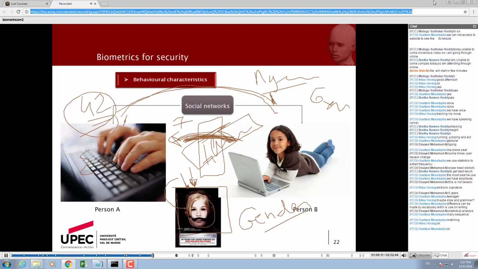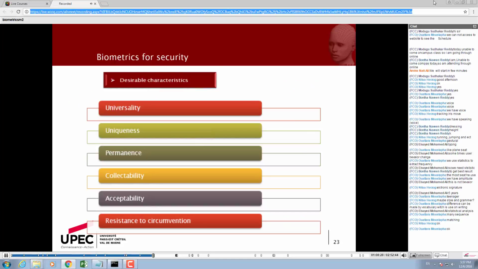You can use them for biometrics for security, but you can use them for other applications, like in the medical field, or, as we saw, for marketing or something like this. Okay? Questions? No questions?